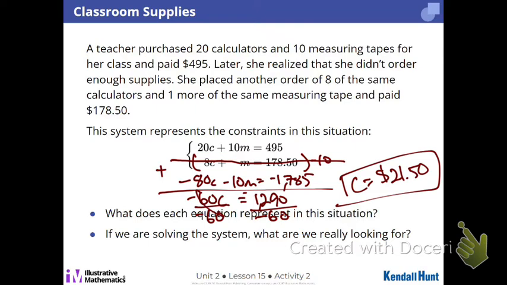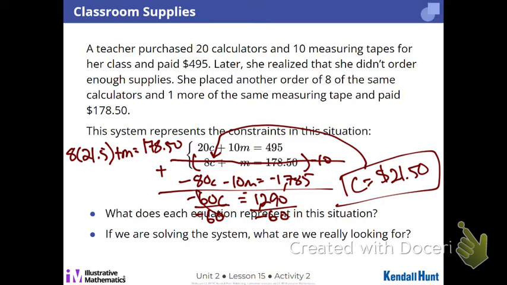How do you know that? I did it last hour. Okay. I could do that mental math pretty well from this division. So, a calculator is $21.50. If only there was a way I could now figure out how much a measuring tape costs. Yep, you're right. There's the measuring tape.